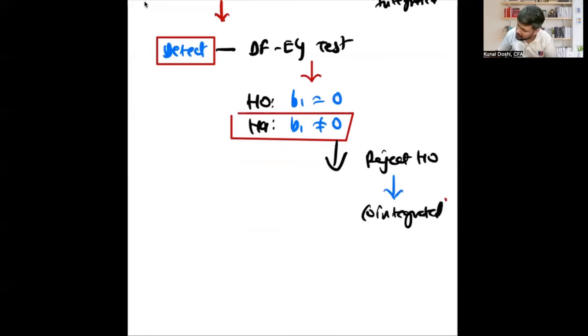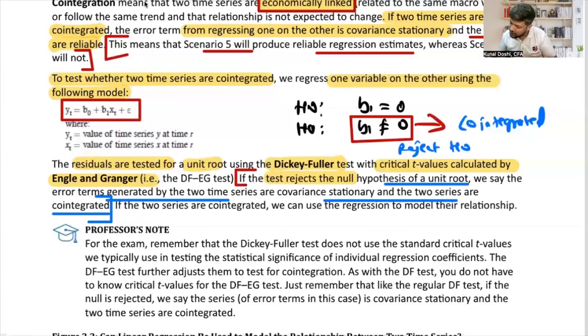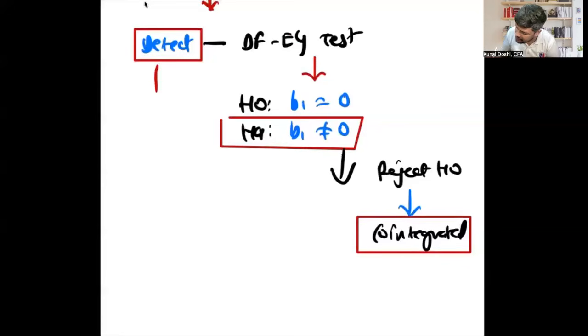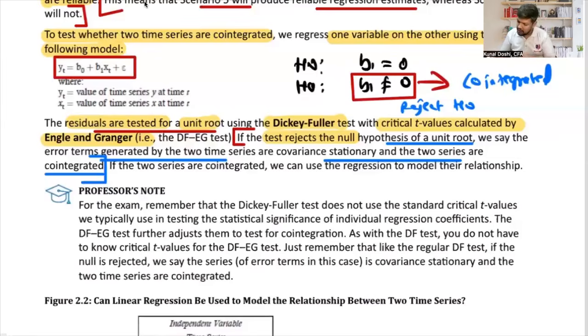Everyone understood? Means they are co-integrated. So we can very much use the model. Check here. The critical values are tested by, the residuals are tested for unit root. So this is testing the residuals for unit root. Unit root means whether they are non-stationary or not. That's what we were testing using the Dickey-Fuller EG test.